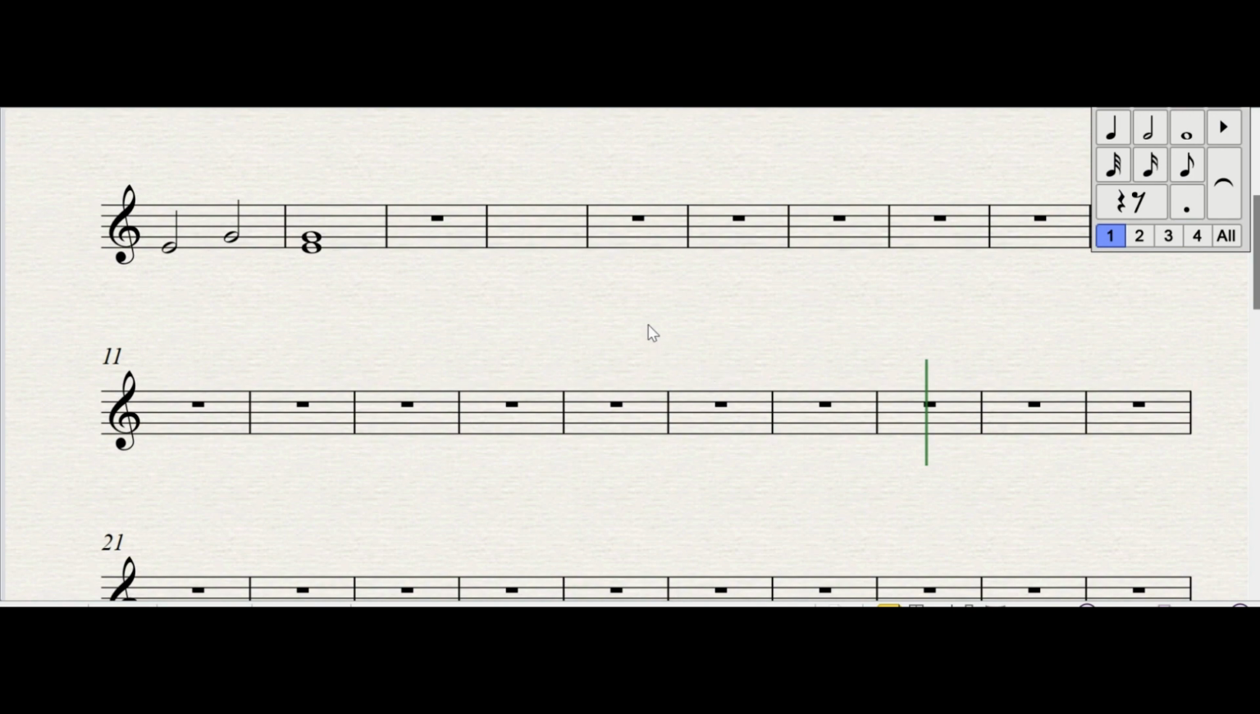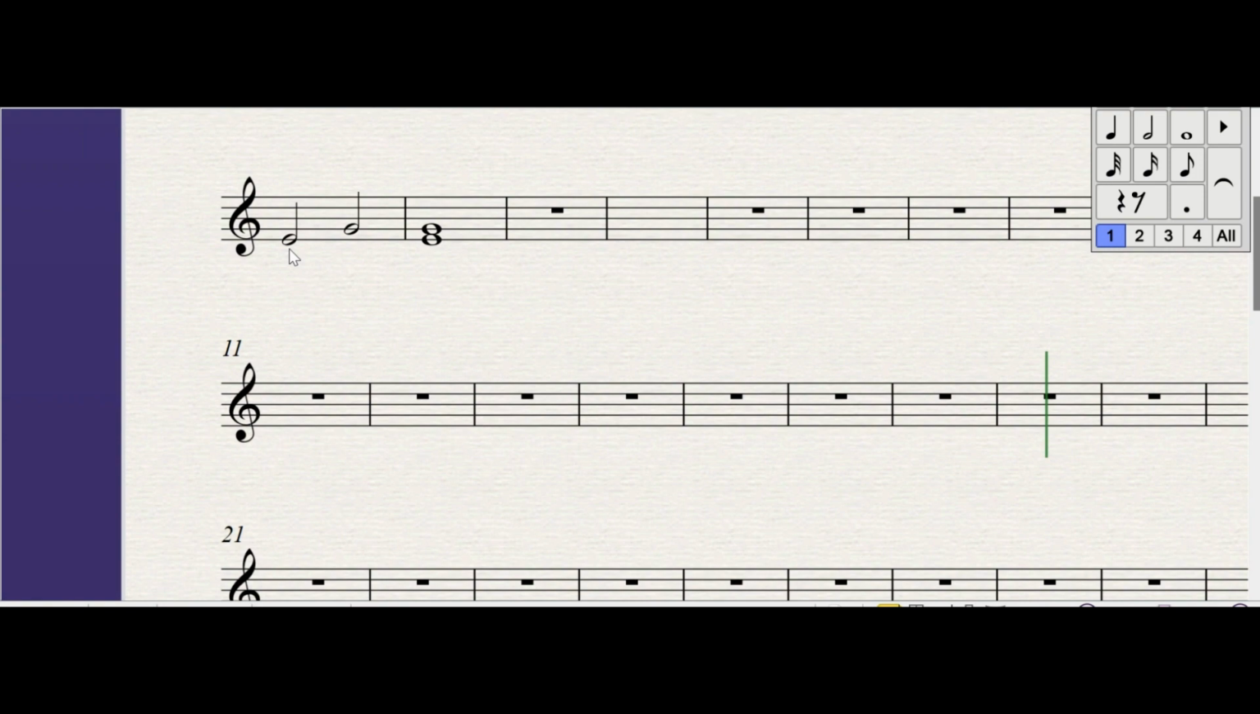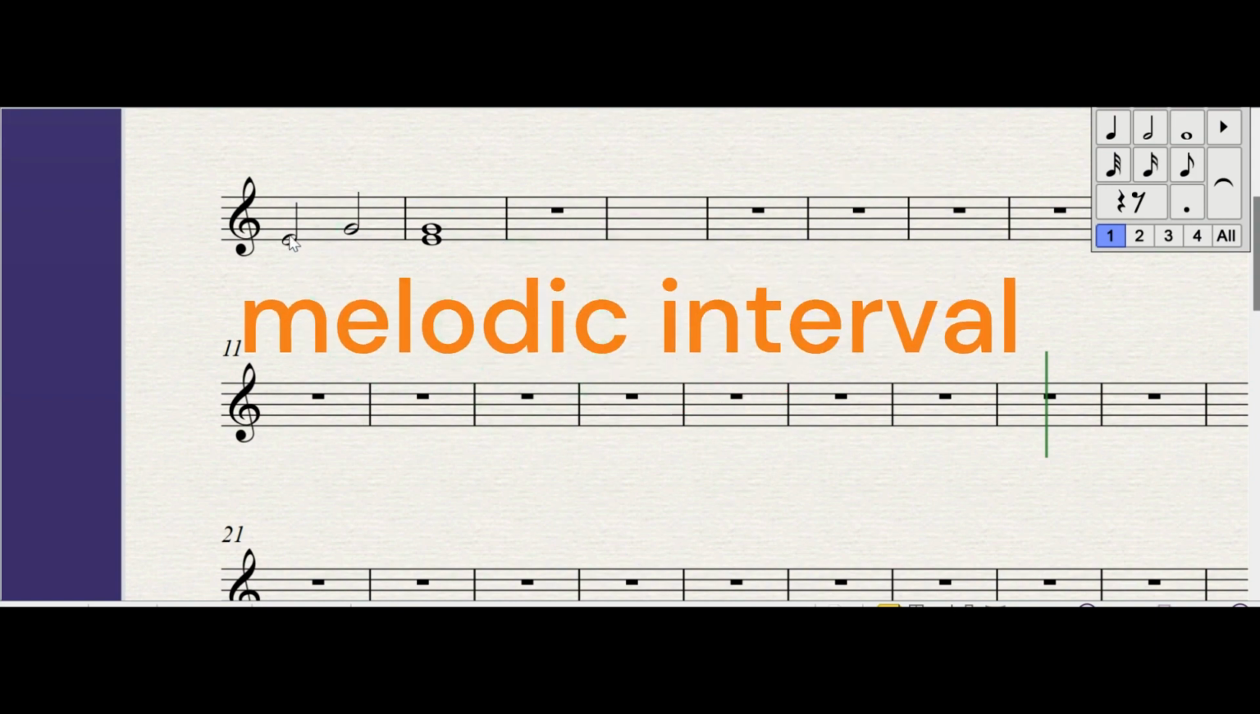Intervals, as we did before, refers to the distance between two notes. The distance between two notes can be two notes that are following each other, like here, or it could be two notes one above each other, like here. So this is called a melodic interval because it forms a melody, a note coming after each other.